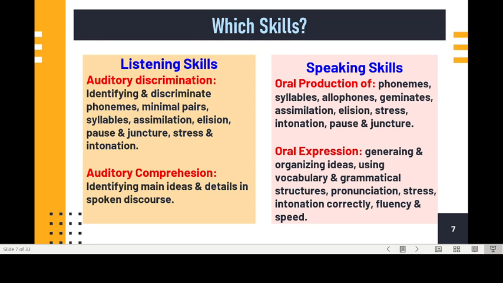Listening skills also include auditory comprehension. And this is, of course, extremely important. Auditory comprehension means they should be able to understand the discourse that they hear, if they watch TV, for example, or if somebody calls them over the phone. So they have to identify the main ideas and the details in spoken discourse.